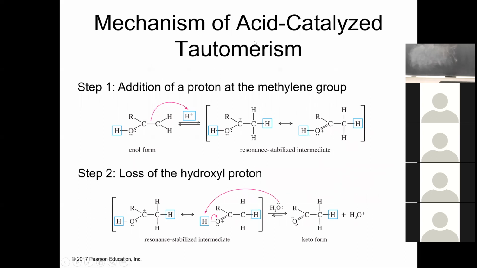This is the mechanism for tautomerism. If we have just a trace of acid, the alkene picks up that proton. The proton goes to the side that's richer, which is here. The other side gets the plus charge, and this is now resonance stabilized. The plus charge can be delocalized between carbon and oxygen. And then, in the next step, water takes off that proton, we get our ketone.